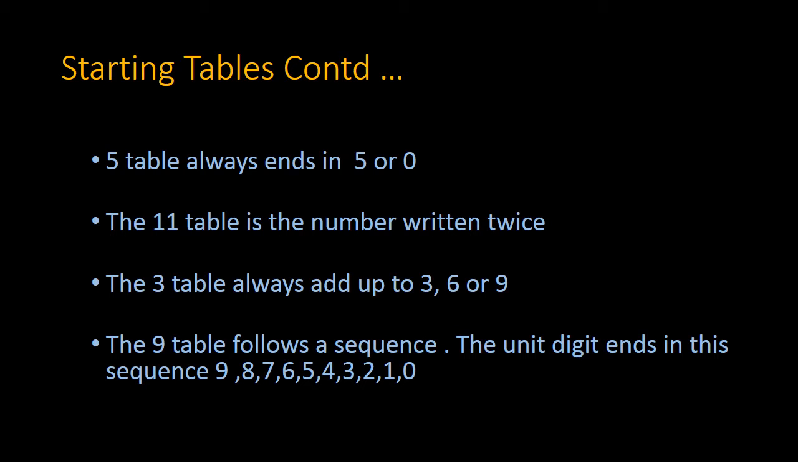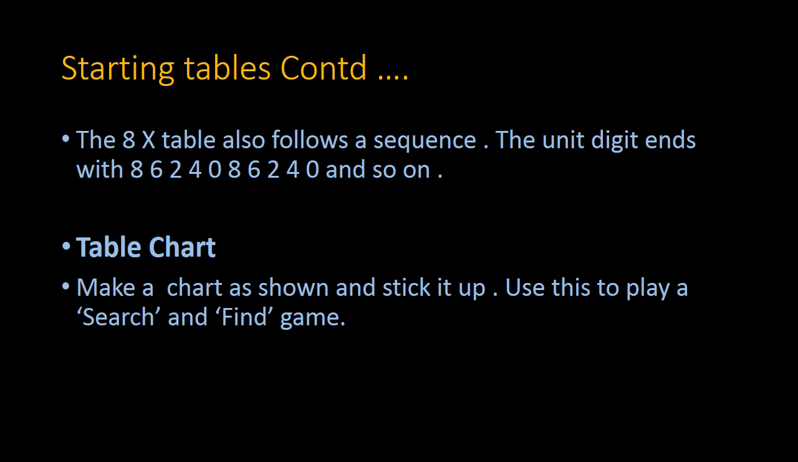Now, the 9 table is actually a very simple table. So if you leave out 2, 5 and 10, the 9 is the next simplest table because the unit digit ends in a very simple pattern. So if you notice 9 times 1 is 9, 9 times 2 is 18. So you see that the unit digit goes 9, 8, 7, 6, 5, 4, 3, 2, 1, 0. So it's following that pattern. Now, the eighth table also has a sequence. The unit digit always ends in the sequence 8, 6, 4, 2, 0. So this keeps on repeating itself.